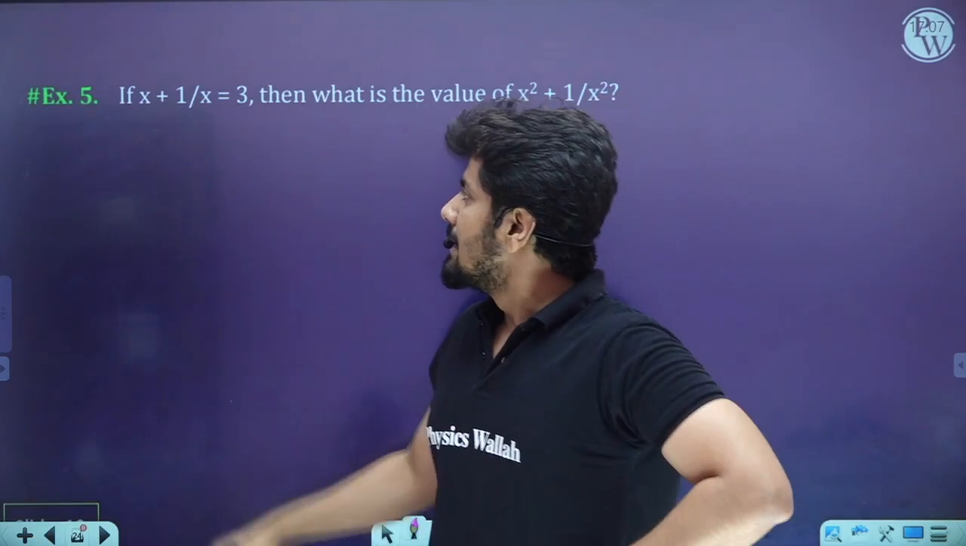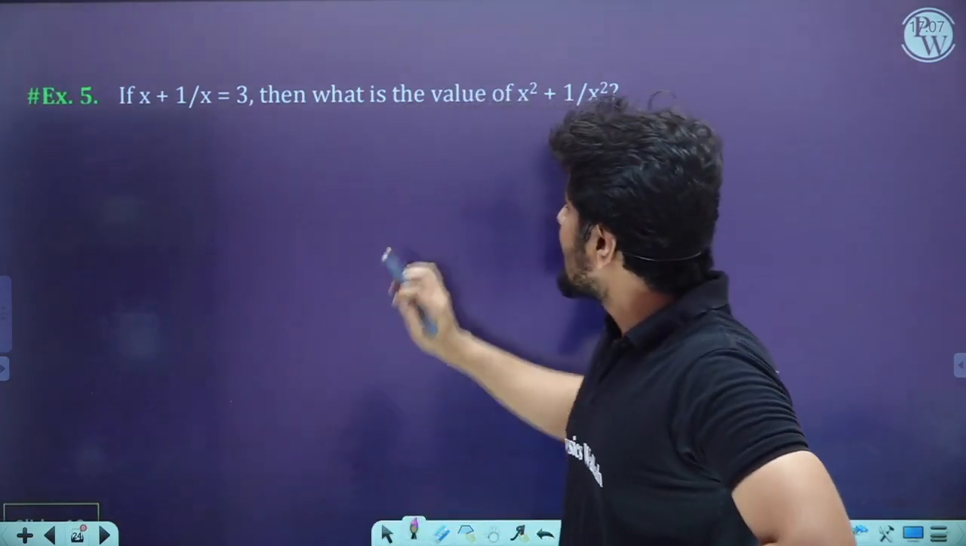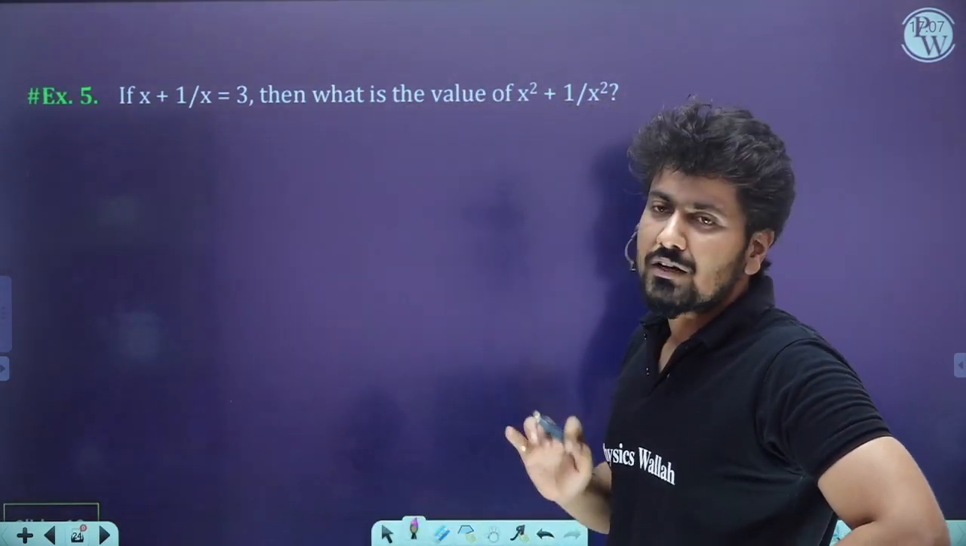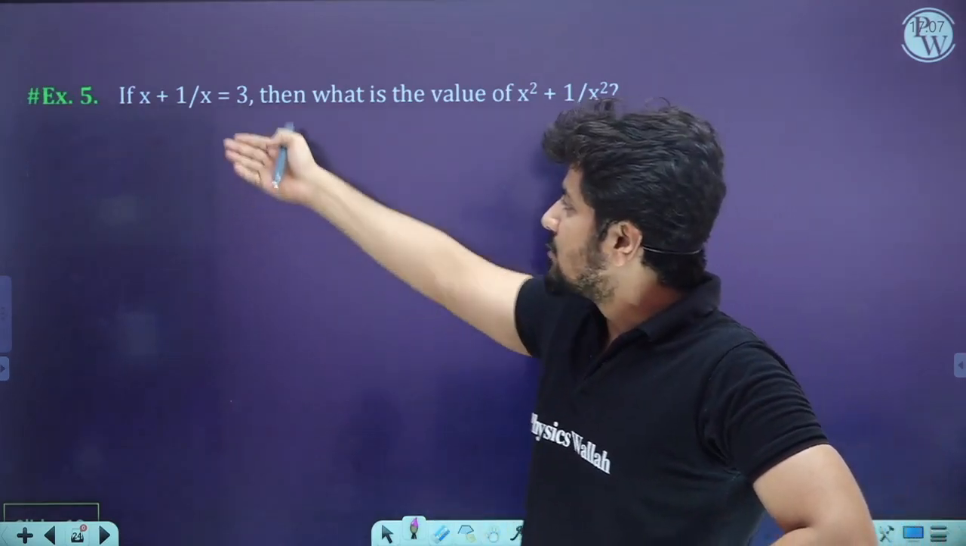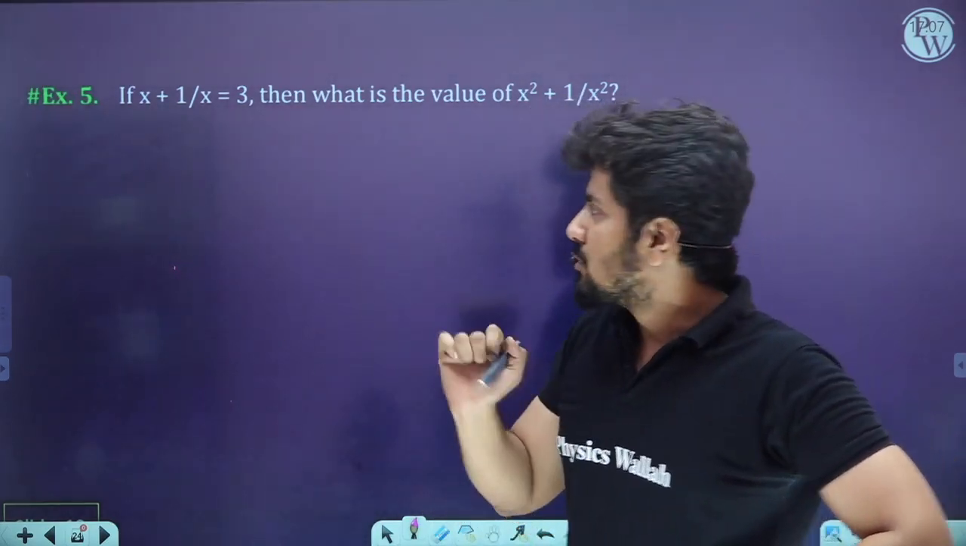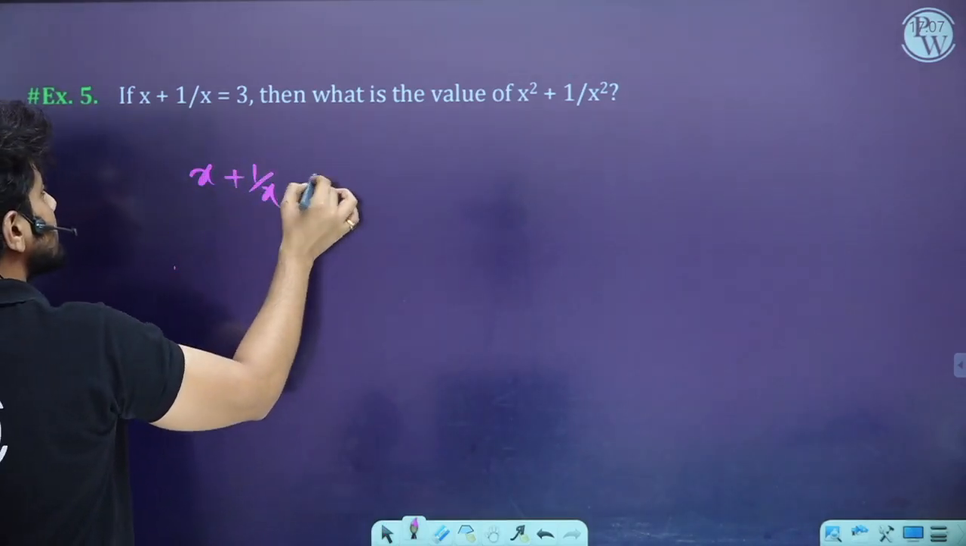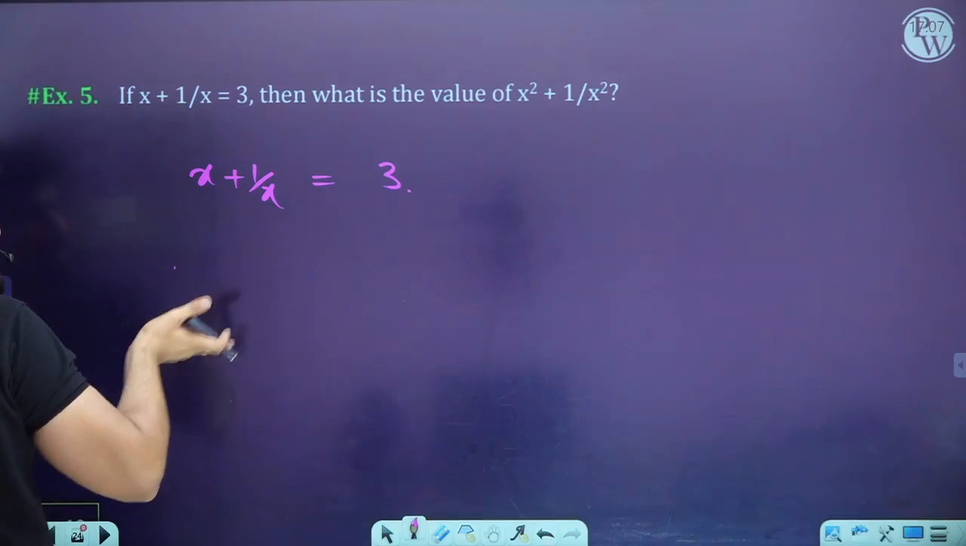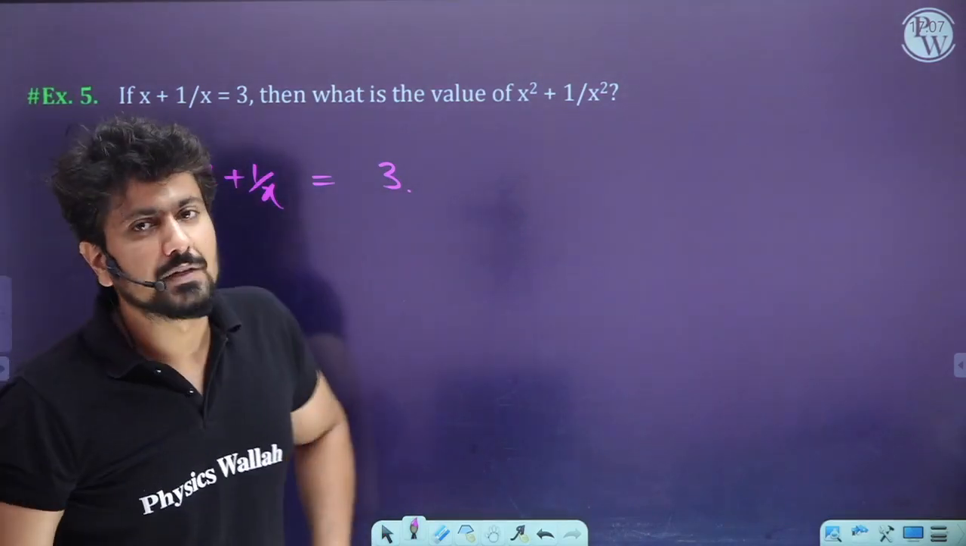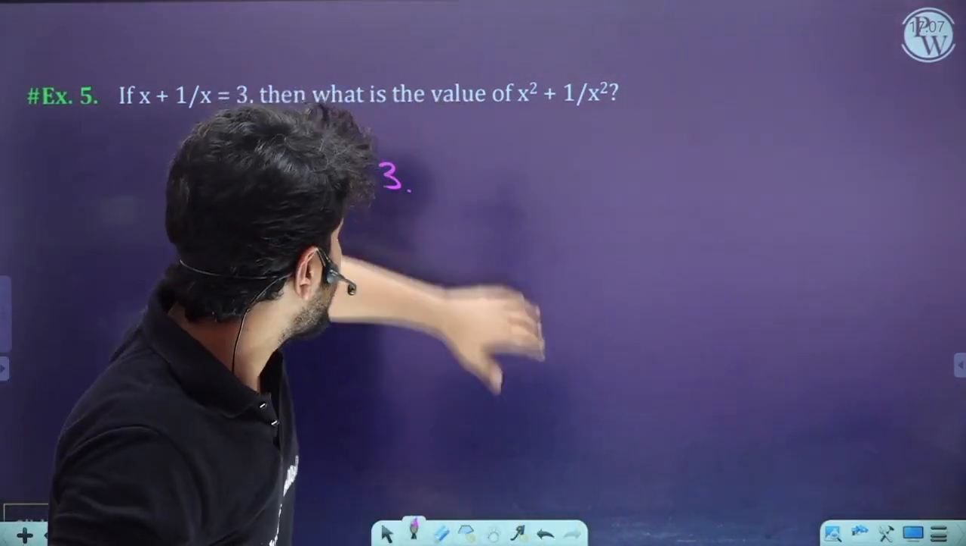Very basic question. If x plus 1 by x is equal to 3, then what is the value for x square plus 1 by x square? So you can do the squaring over here. x plus 1 by x is equal to 3. This is the given information, this is the given equation. We want to find the value for x square plus 1 by x square.